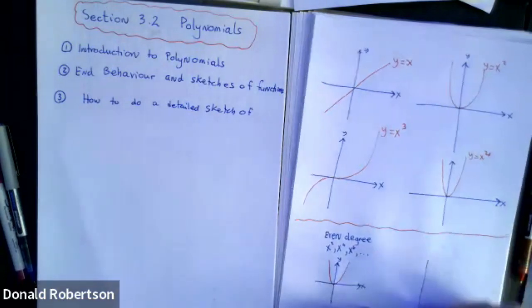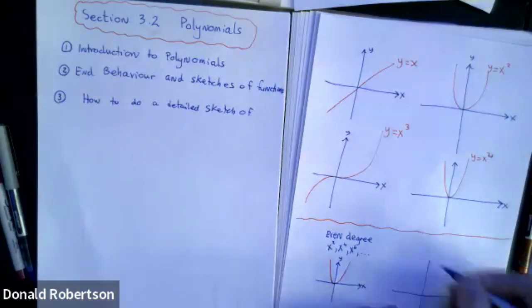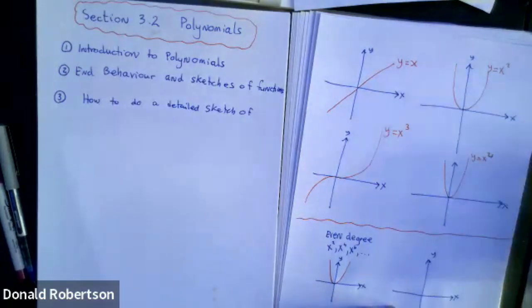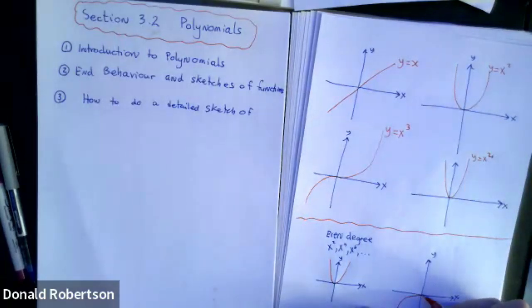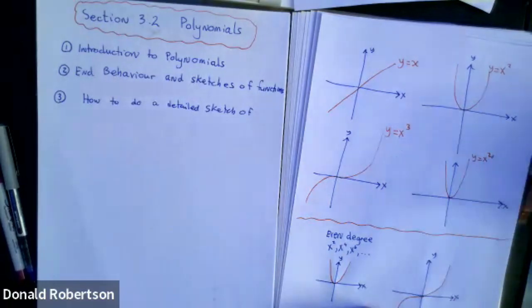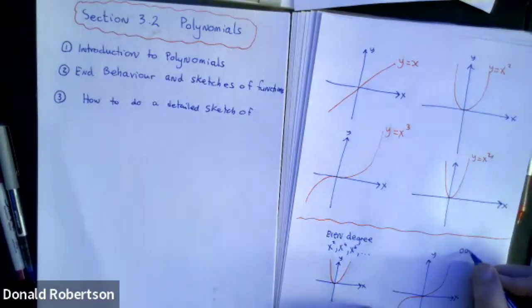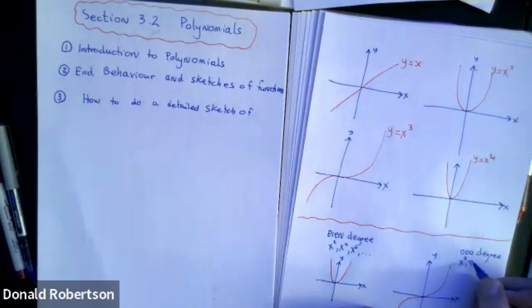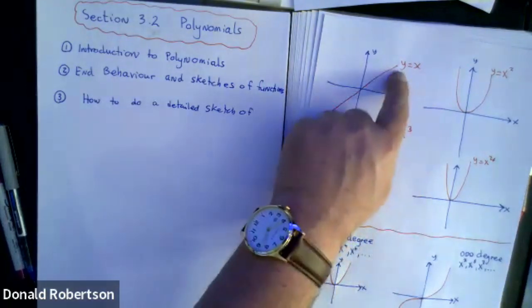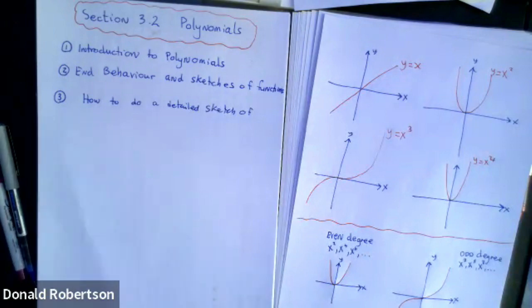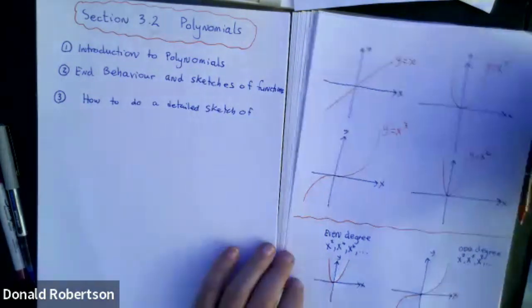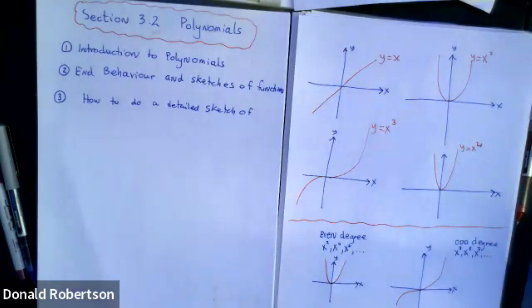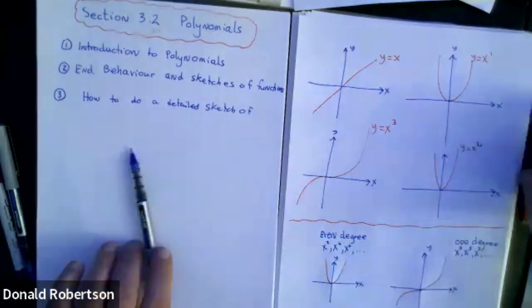Now, if you do an odd one, you would get something that looks like this. And if you're talking about a polynomial of odd degree, you're talking about an x cubed, an x to the 5, an x to the 7, and so on. y equals x is a special case. Technically, so is y equals 10 a polynomial. It's just a polynomial of degree zero, but they're not very interesting, so we won't spend any time on those.